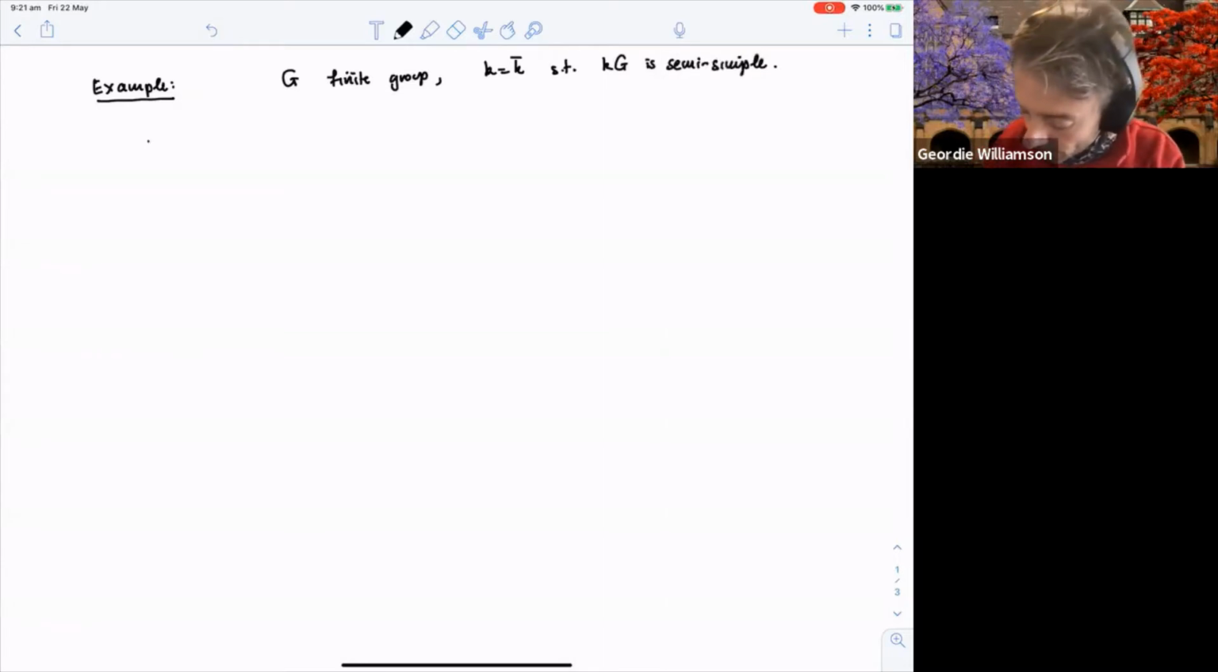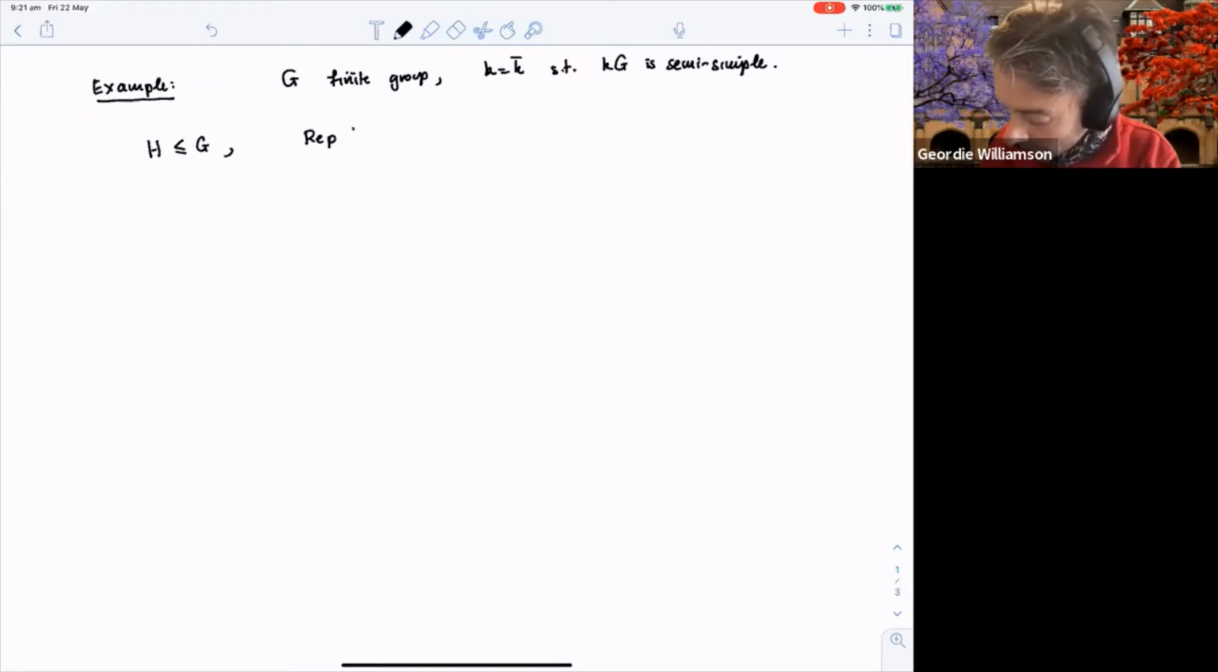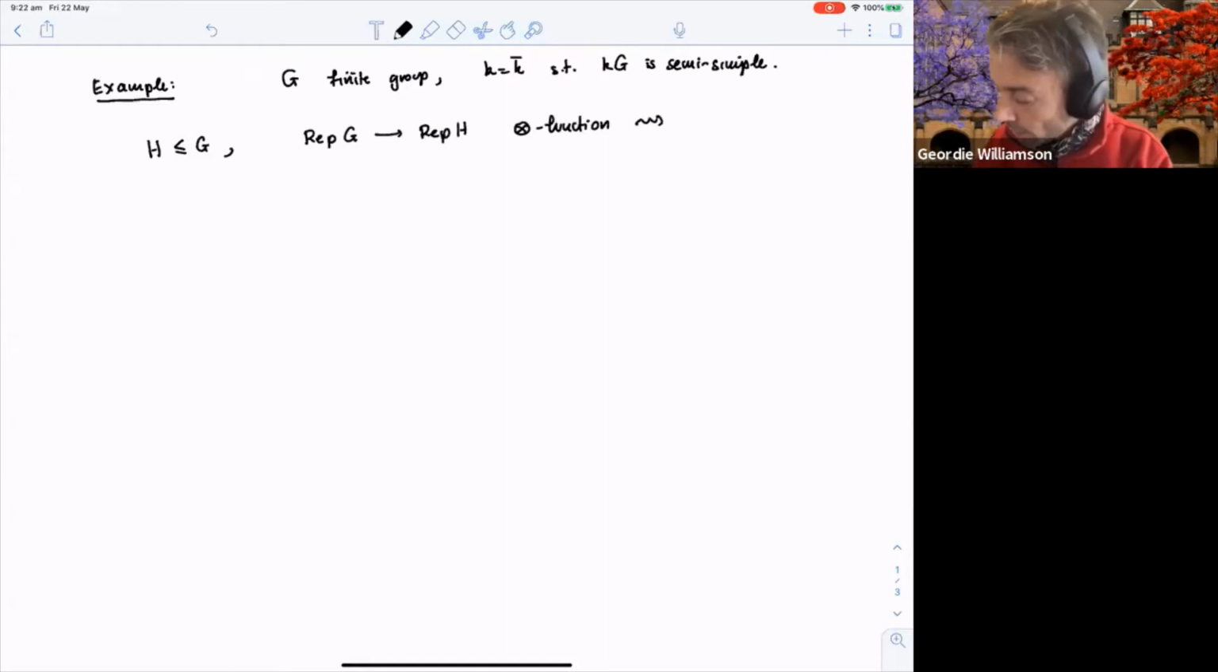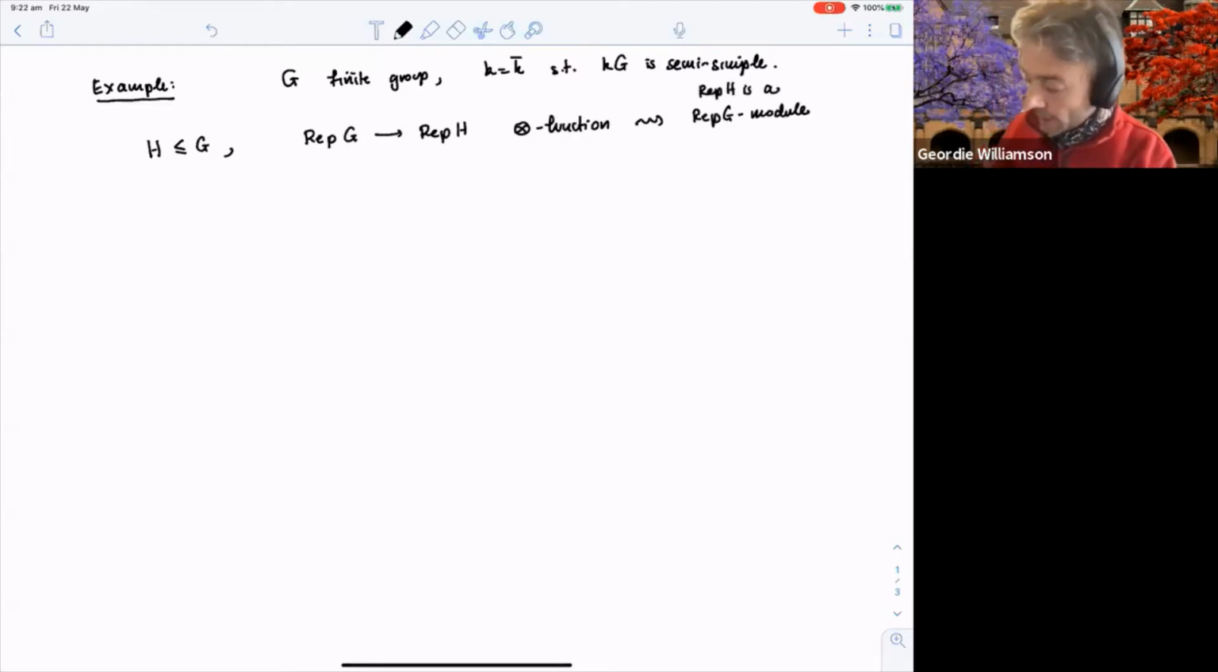And of course, given any subgroup H inside G, just as in the SL2 example, we have a tensor functor, the tensor functor of restriction. So this gives us that rep H is a rep G module. But a basic question is, are these all?